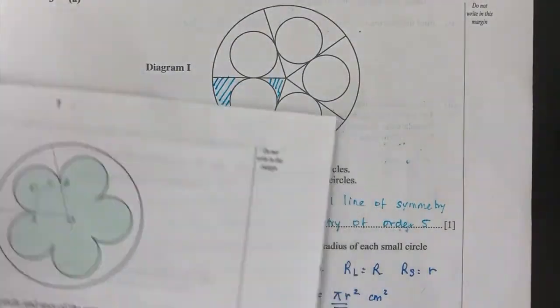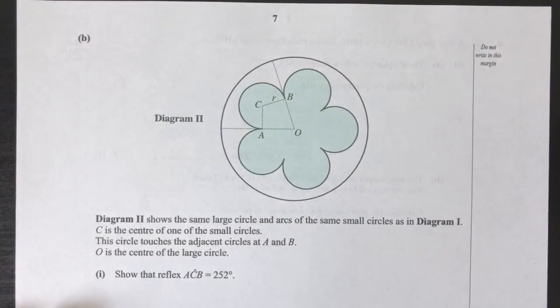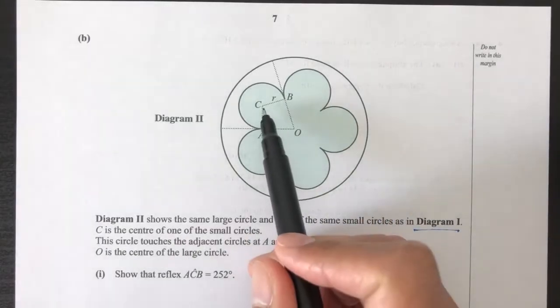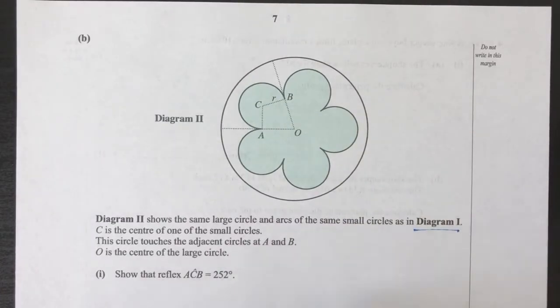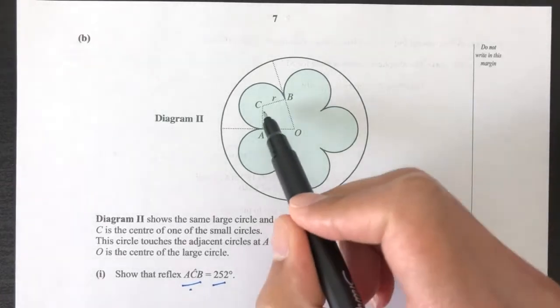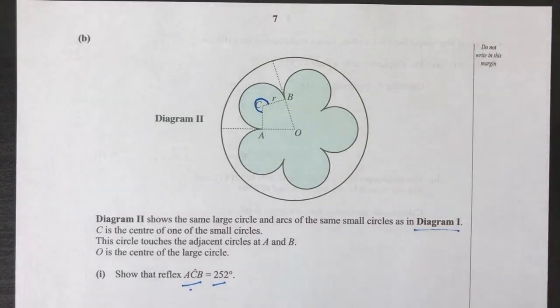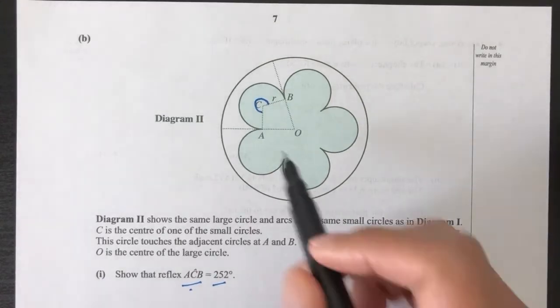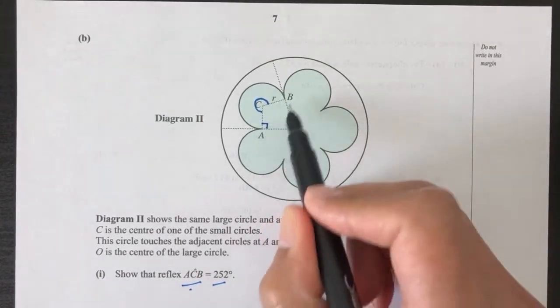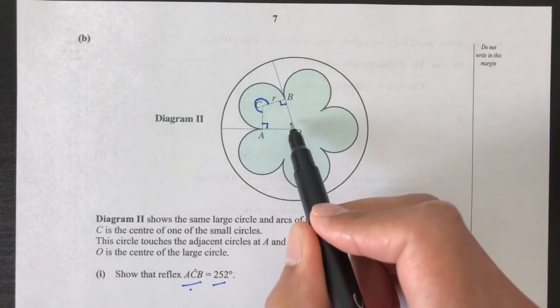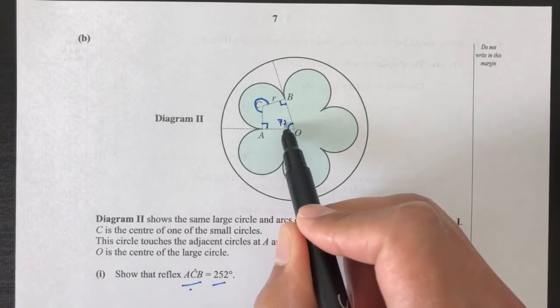So now let's move on to this part. It says that diagram 2 is the same shape as the first one, and C is the center of one of the small circles. So we have to show that the reflex angle ACB is 252. So ACB, this is the reflex angle. We have to find this angle. So how do we find this? We know these are tangents. This will be 90. This will be 90. And we found this is 72.